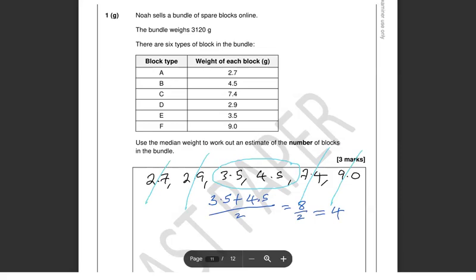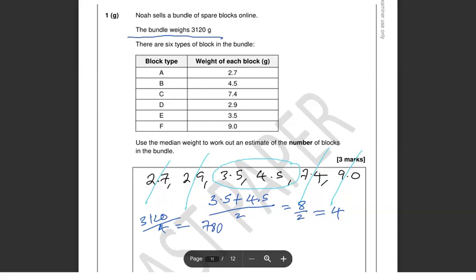Now use the median to work out the estimate of the number of blocks in the bundle. You know clearly that the bundle weighs this. So that gives you 3,120 divided by 4. That gives you 780. So there are 780 blocks in there.